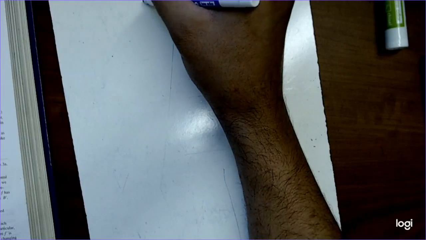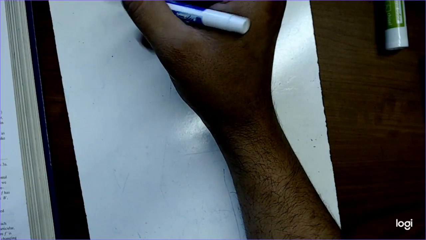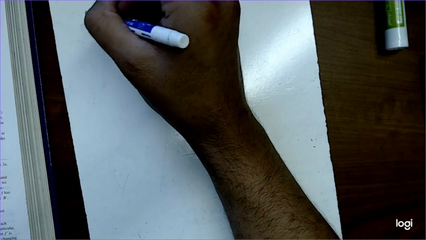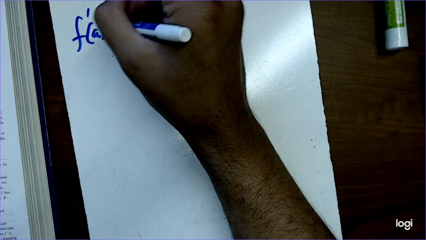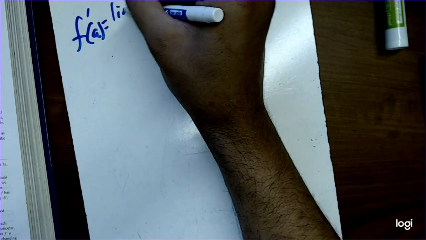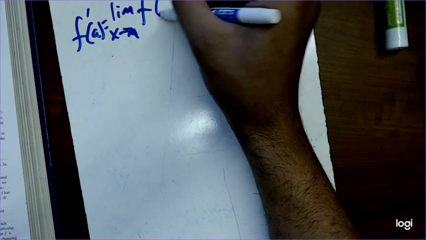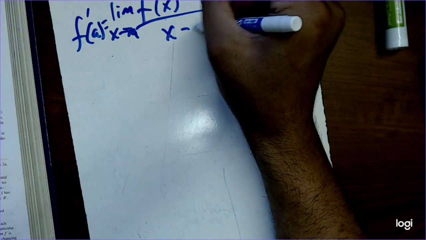So I'll give you the answer before I show you how we get it. The alternate definition of the derivative, instead of doing f of x plus h minus f of x all over h, we could say the derivative at a is equal to the limit as x approaches a of f of x minus f of a all over x minus a.